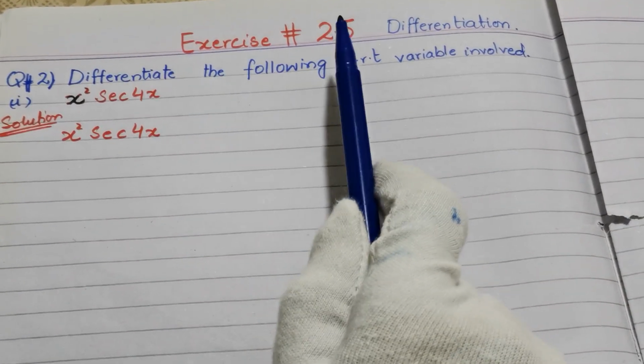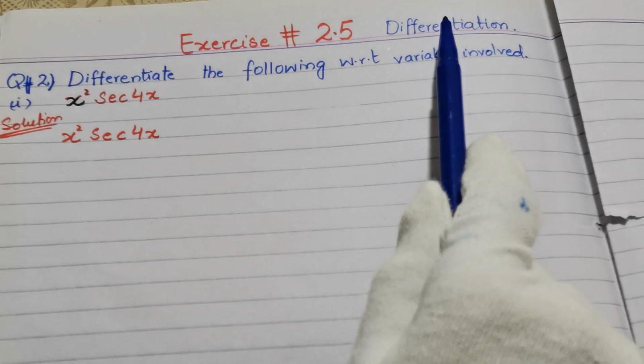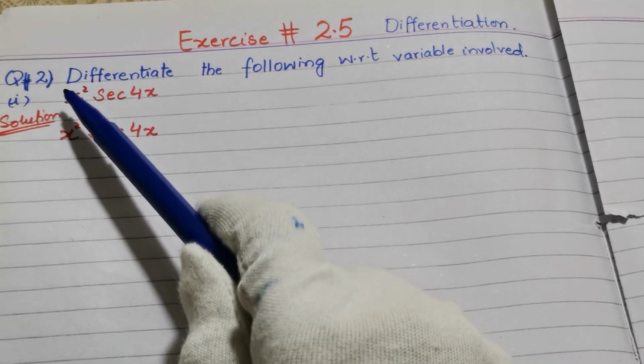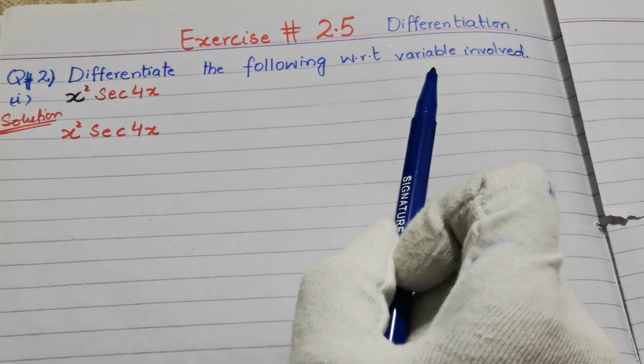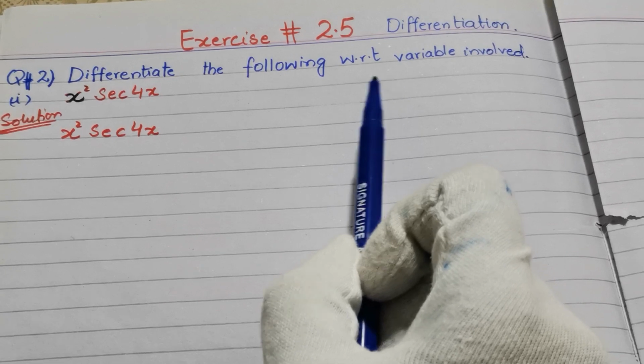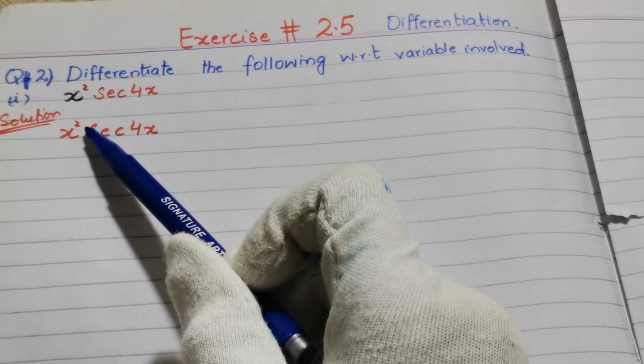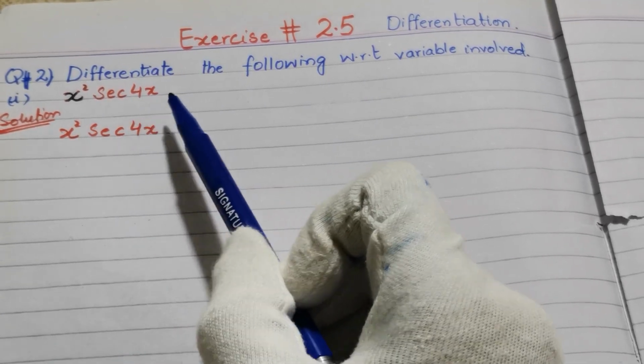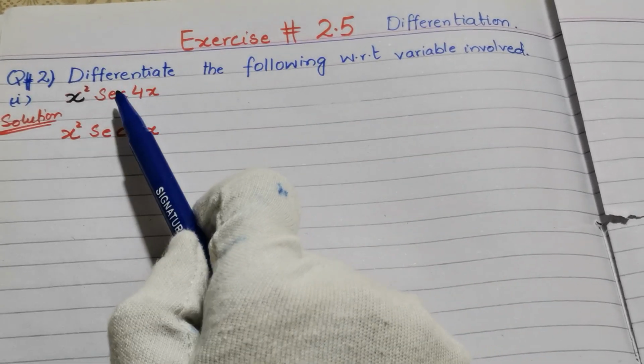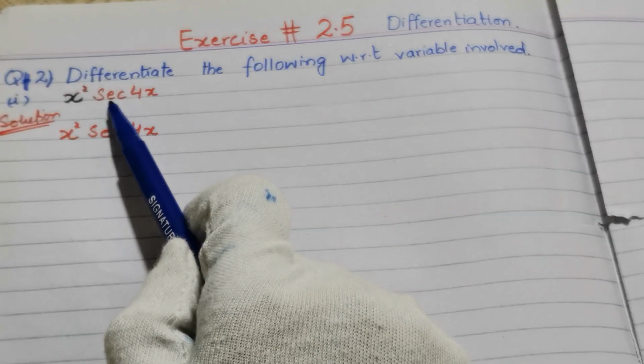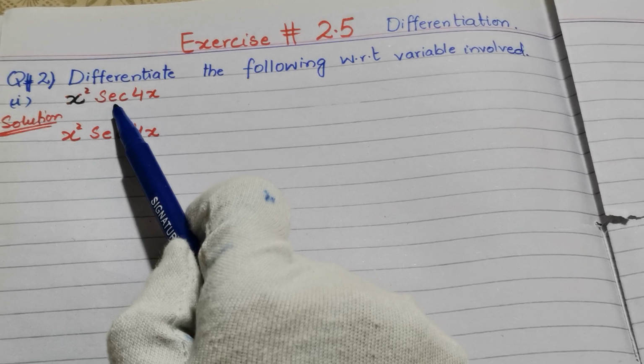Today I'm going to teach exercise number 2.5, differentiation. Question number 2 is: differentiate the following with respect to the variable involved. First question: x² secant 4x. Now we can see that in this question a trigonometric function is involved.